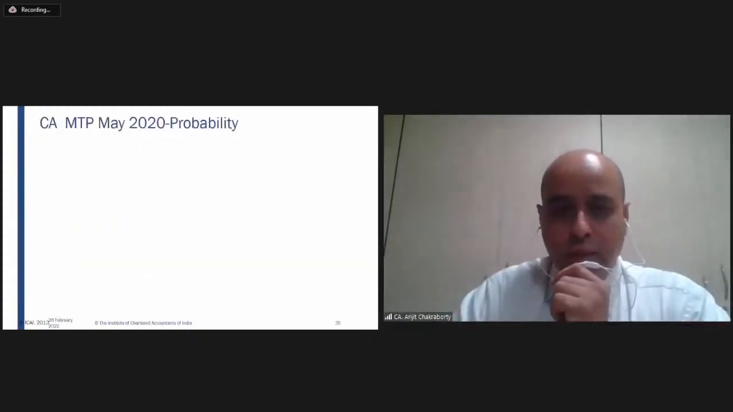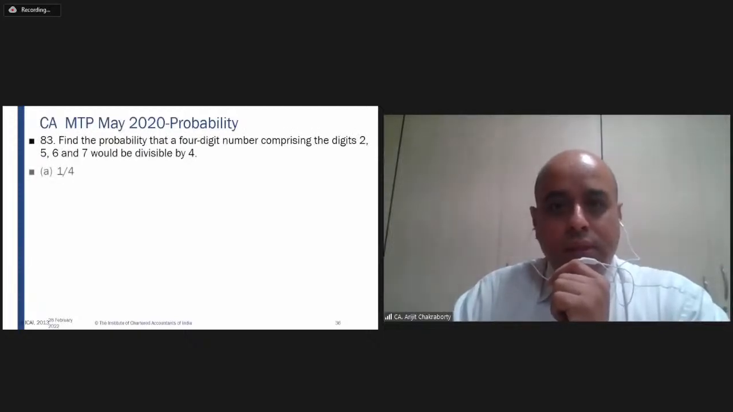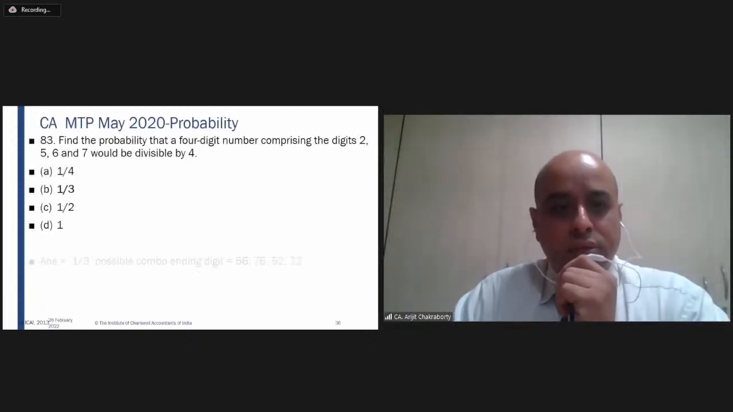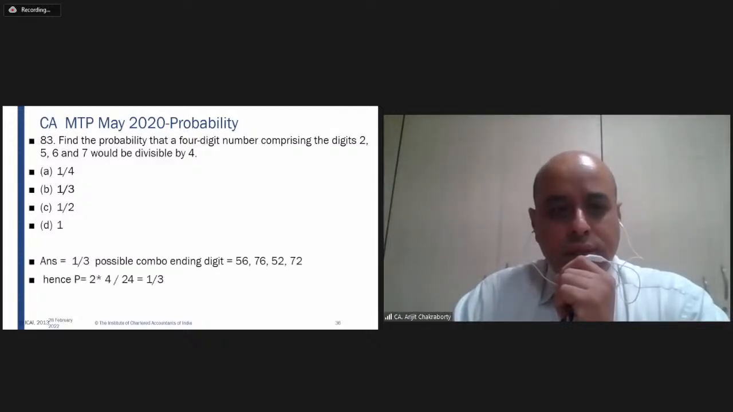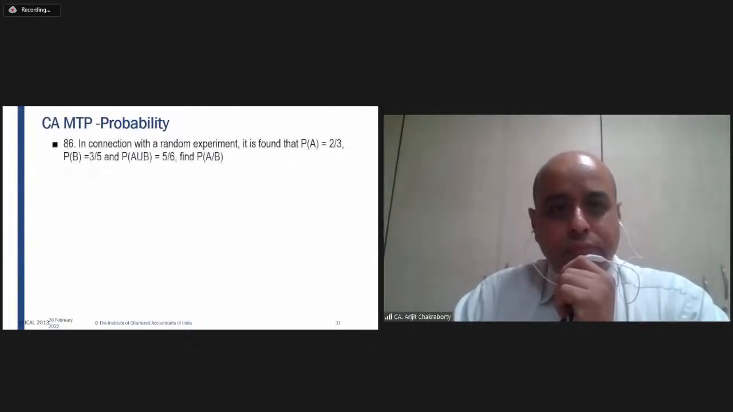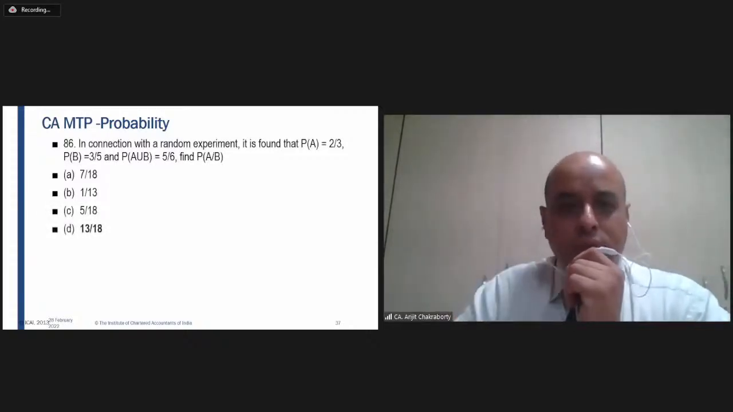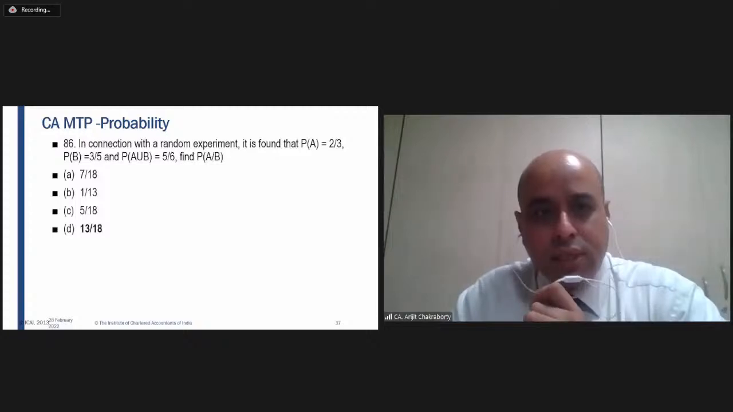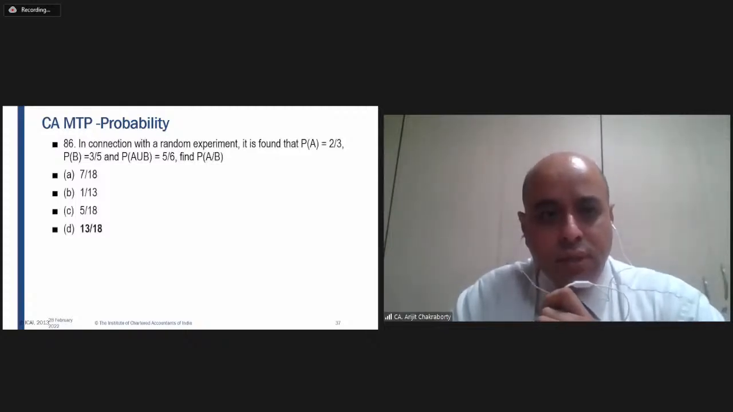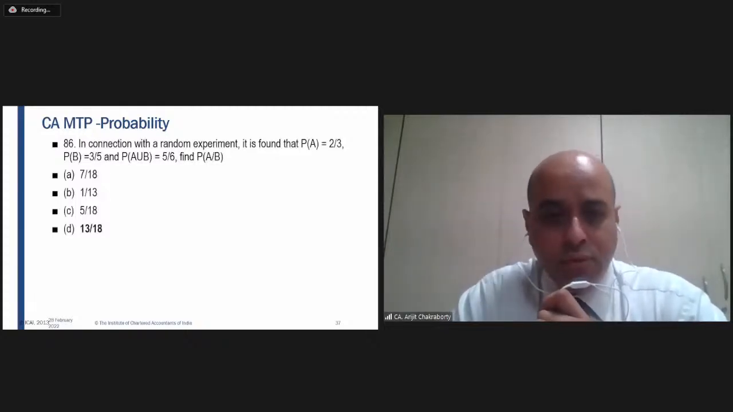This we have just done, very similar to this question, divisible by 5. Okay, let's try this one. After exhausting most of the questions from the study material exercises, after solving them, we are looking into the MTP. Several questions you can see are coming in common, and the more you practice, the more familiar the questions will become to you.